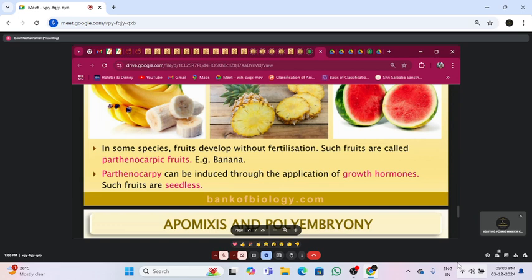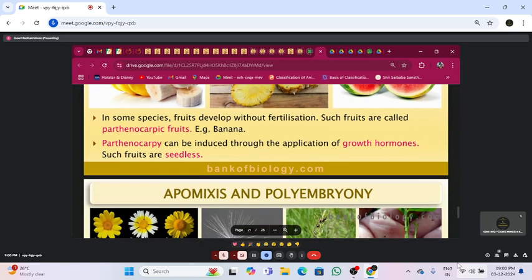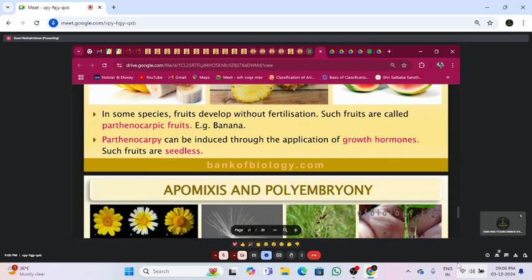And then there are some species of fruits developed without fertilization. Such fruits are called parthenocarpic fruits, for example banana. This parthenocarpy can be induced through the application of growth hormones. Such fruits are seedless. That's why they say seedless fruits are not very good for consumption. It may induce some hormonal imbalance if consumed more.